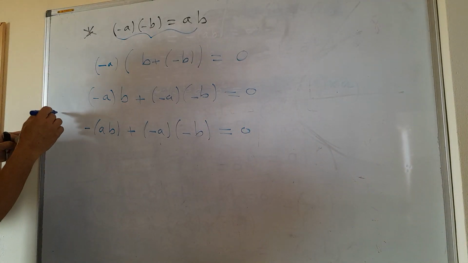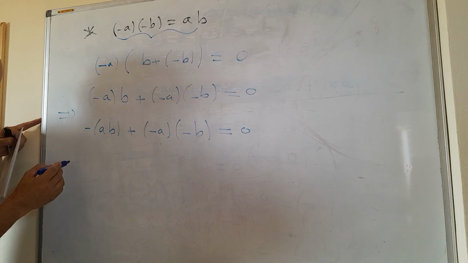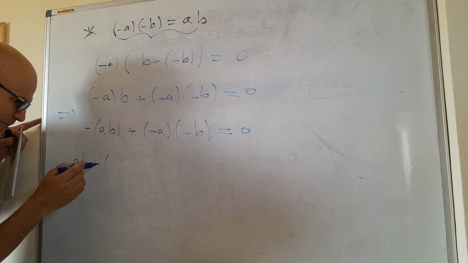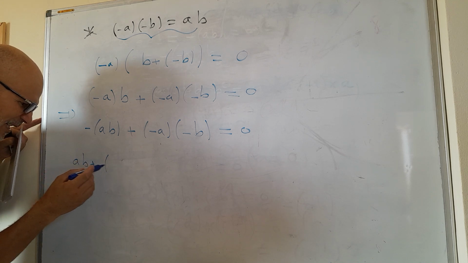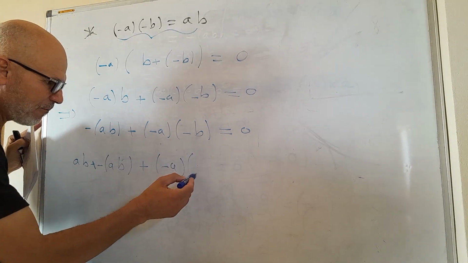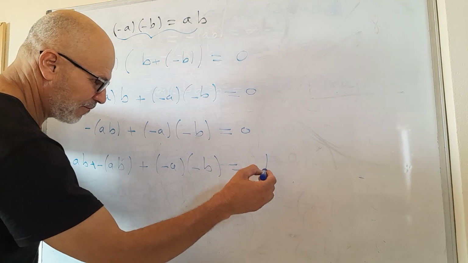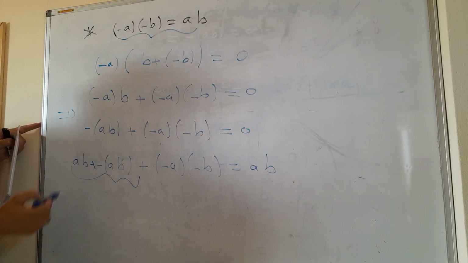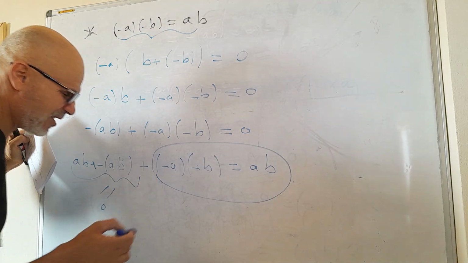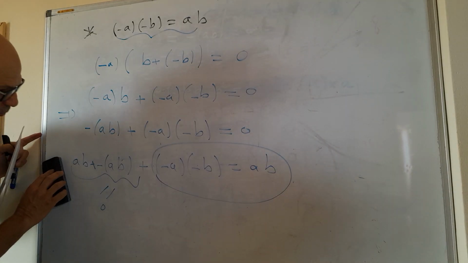And this one, using the previous one, will be equal to -ab plus (-a)(-b) equals 0. And we add to both of the equations plus ab, so we will get ab plus (-ab) plus (-a)(-b) equal to ab, which we add, and they are opposite, so they are equal to 0, which means that this one is true. So here we have 3 ways, 1 wrong and 2 true.